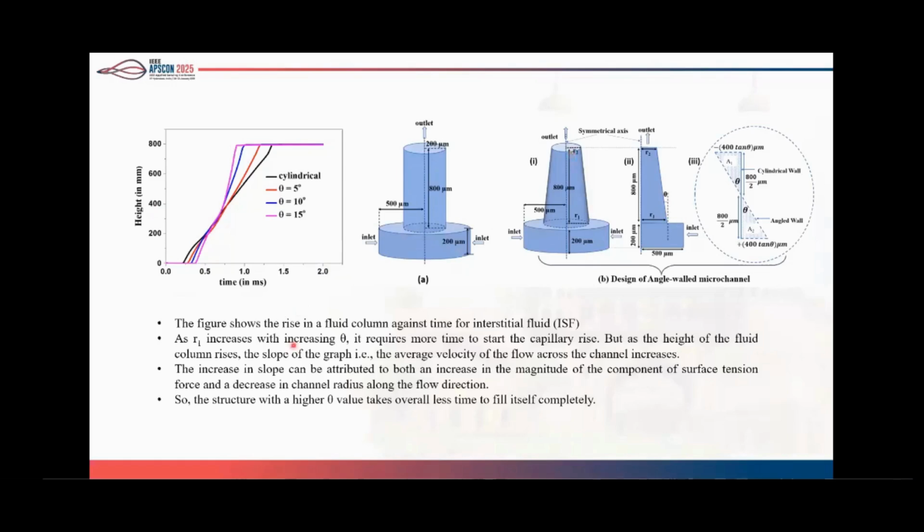So the rise in the fluid column increases towards the higher angle value, that is theta equal to 15 degrees for this one. So the structure with a higher theta value takes overall less time to fill itself completely, as opposed to the cylindrical one.